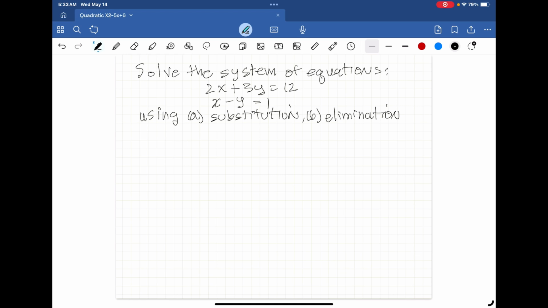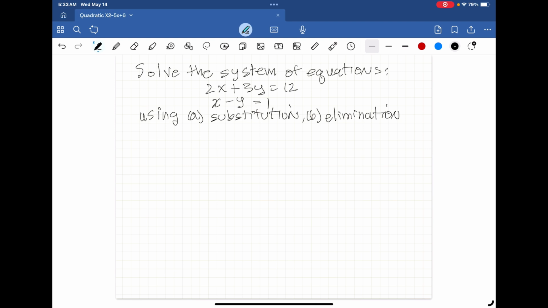Welcome to my video on how to solve the system of equations 2x plus 3y is equal to 12 and x minus y is equal to 1. These are two linear equations. We're going to use two methods: A, by substitution, and B, by elimination of one of the variables. So first, let's start out with substitution.